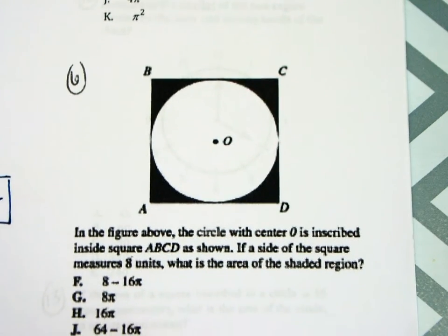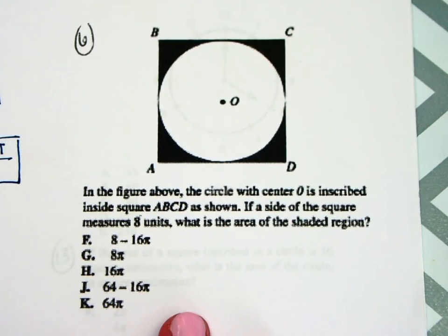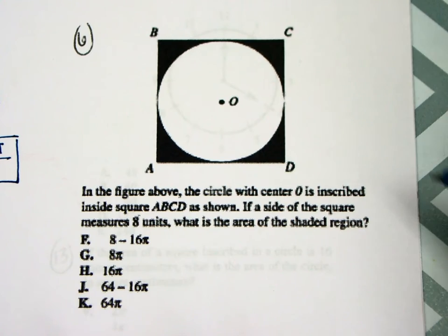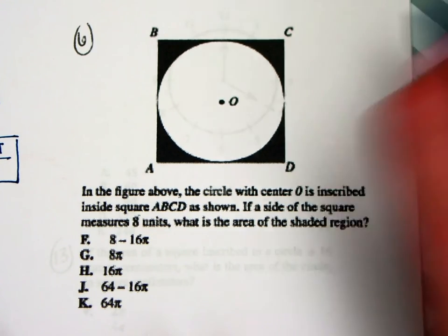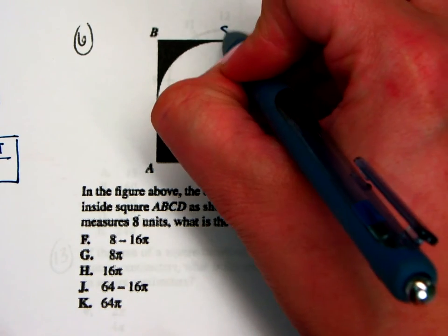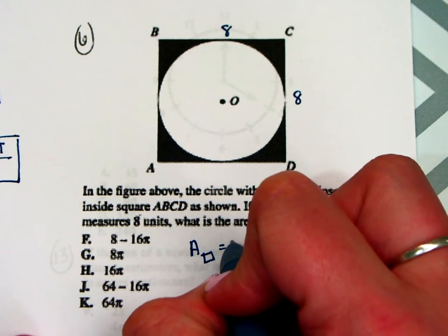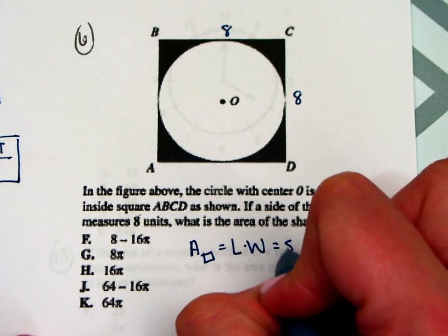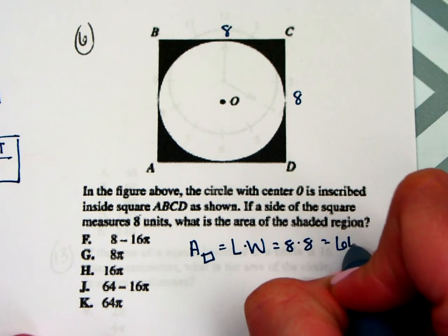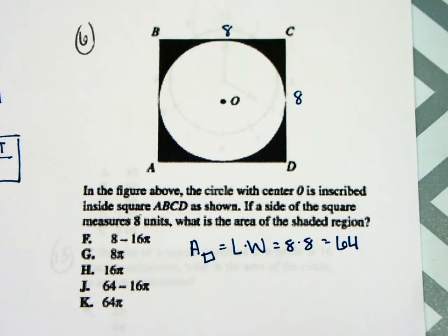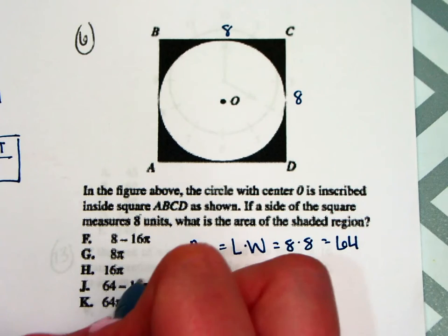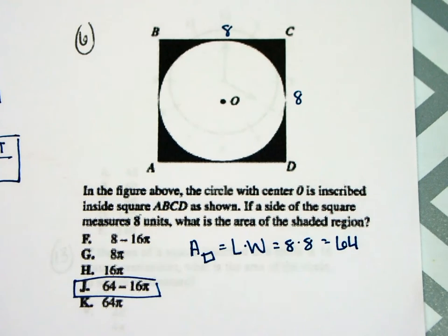6, we're trying to find the area of the shaded region. So it says in the figure below, we have an inscribed circle. One side of the square is 8. So this is an 8 by 8 square. So the area for a square is length times width, so 8 times 8 is 64. So we will be having 64 as our first measurement, and we are subtracting, so clearly it is J, just based on the area formula for a square.